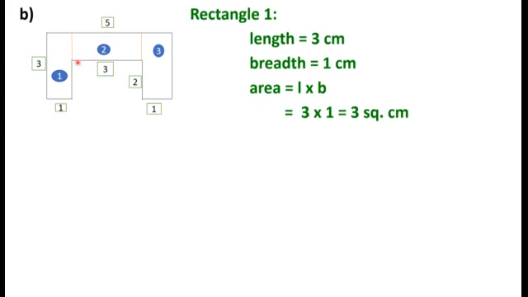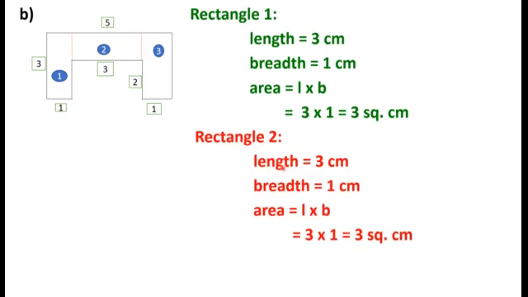The second one you see here, this is 3 centimeter given, and this total is given as 3 and this one is 2. So when we subtract 3 minus 2 we are getting 1 centimeter. So we have the second rectangle, length 3 centimeter and breadth 1 centimeter. So area will be length into breadth, equal to 3 into 1 equals 3 square centimeter.